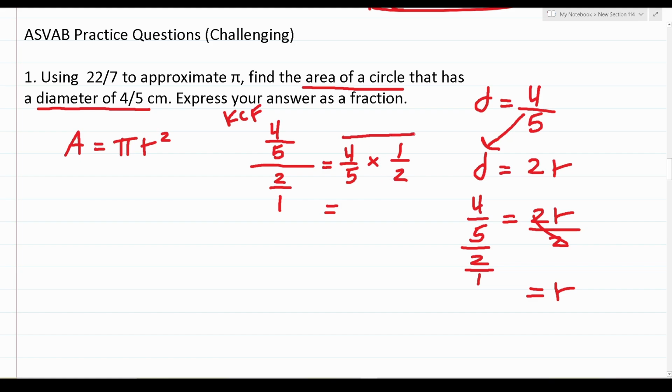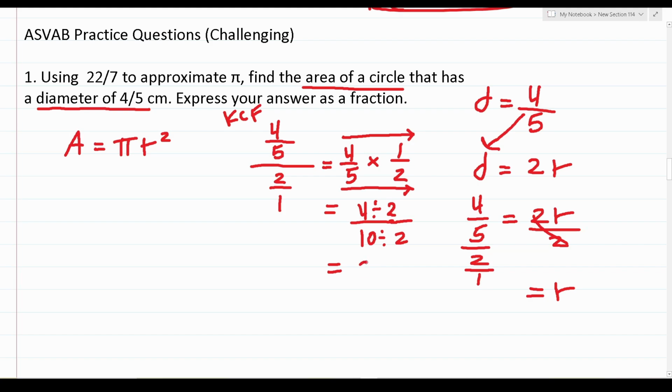When you multiply fractions, you just multiply straight across. So 4 times 1 is 4. 5 times 2 is 10. This becomes 4/10. And we can reduce this very quickly. You should notice that both 4 and 10 are divisible by a common factor of 2.